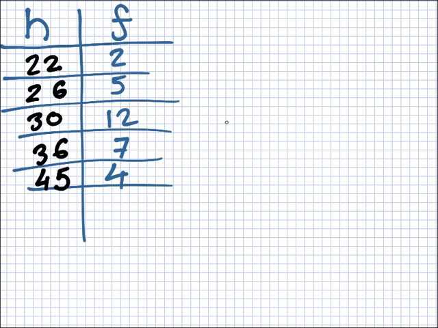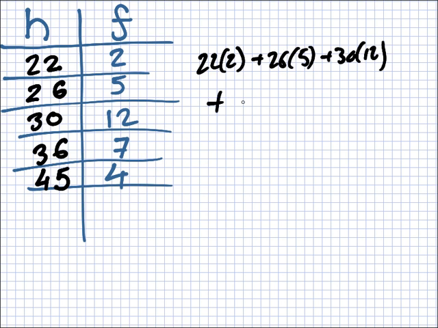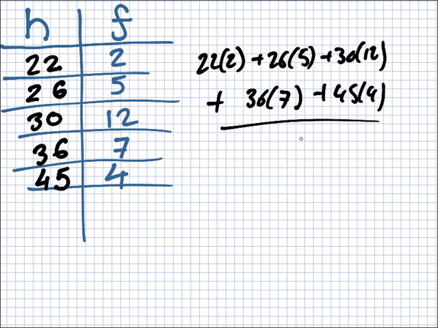And so we calculate the mean as 22 times 2, 26 times 5, 30 times 12, 36 times 7, and 45 times 4. We get the answer and divide it by 30, which is the total frequency.